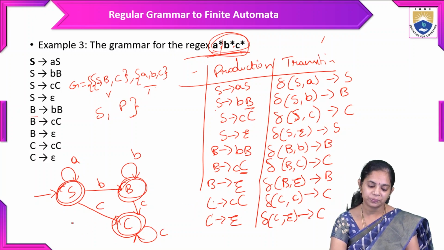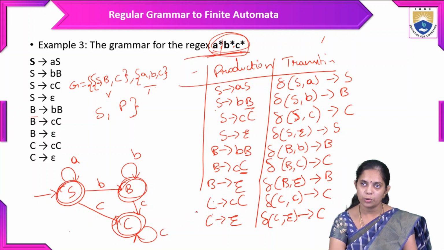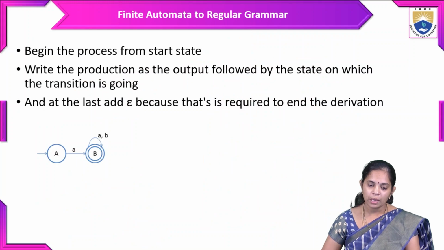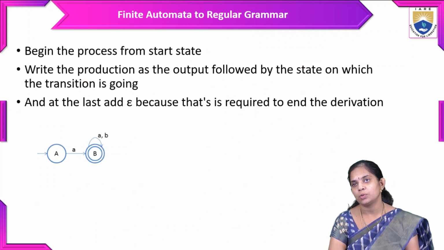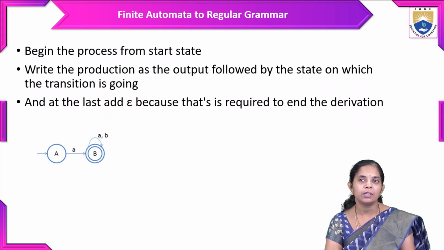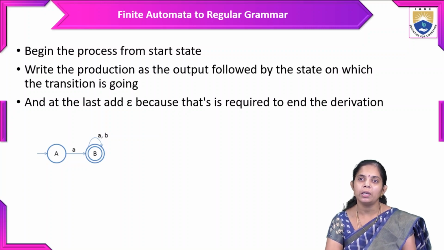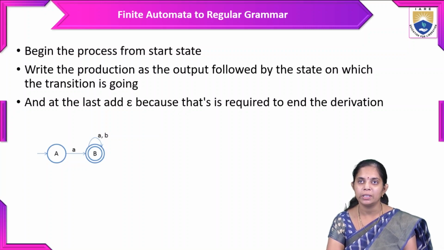This is the conversion of regular grammar into a finite automata, and we'll see the equivalence. So here we just converted a regular grammar to a finite automata. Now we will take a finite automata as input and convert it to a regular grammar. How it is done, we will see.